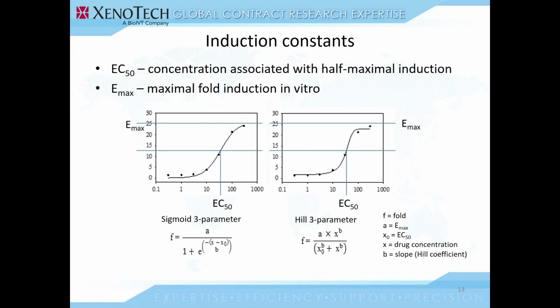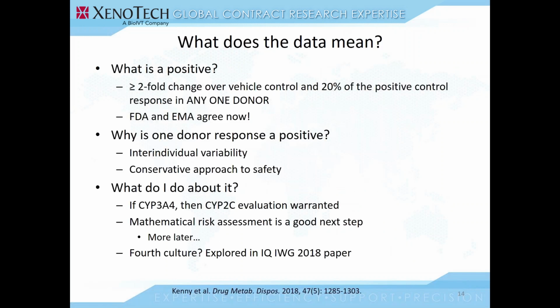But we calculate those for all of our positives because at the end of the day, knowing it's a positive isn't very helpful unless you know what to do with that information. So what does it mean? We talked about what a positive is. It is very important to recognize that even if this happens for one enzyme, one donor, that is still a positive result. We're pretty excited because the FDA and EMA agree now, so that makes our lives a little bit easier. But we do get the question, well, why is that a positive?